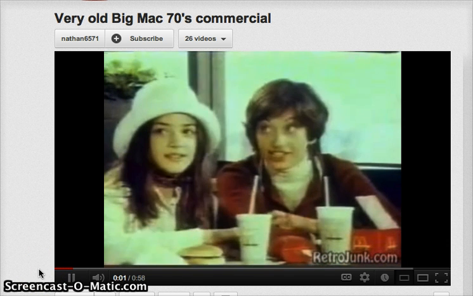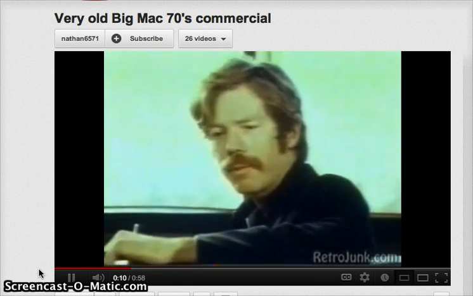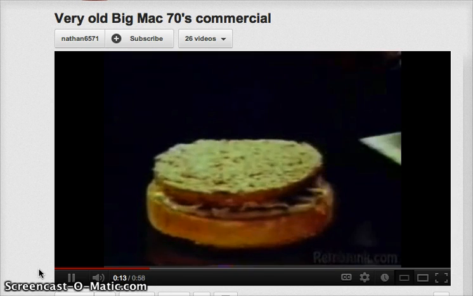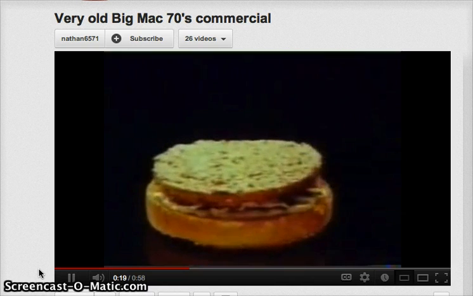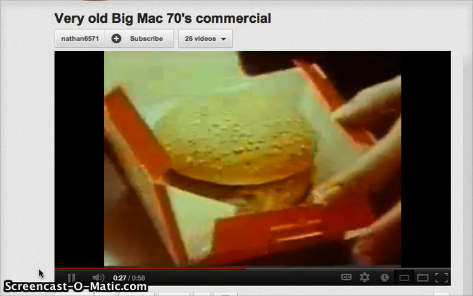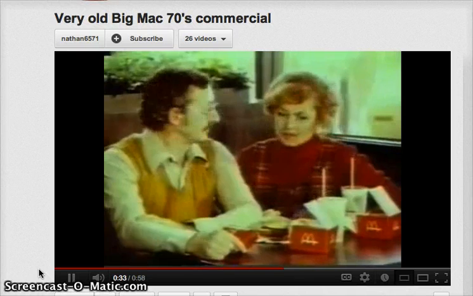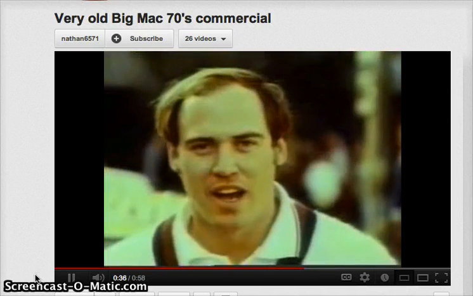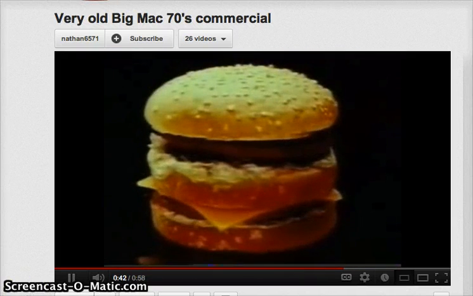Two all beef patties, special sauce, lettuce, cheese, pickles, onions on a sesame seed bun. McDonald's Big Mac, the big sandwich with a great big taste that everybody's talking about.